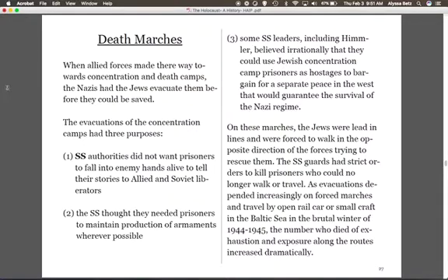On these marches, the Jews were led in lines and were forced to walk in the opposite direction of the forces trying to rescue them. The SS guards had strict orders to kill prisoners who could no longer walk or travel. As evacuations depended increasingly on forced marches and travel by open rail car or small craft in the Baltic Sea in the brutal winter of 1944 to 45, the number who died of exhaustion and exposure along the routes increased dramatically.